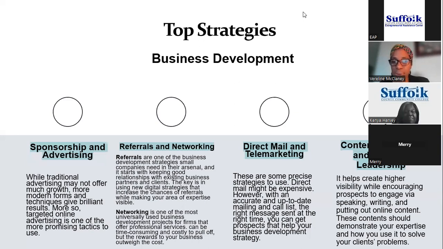Then we have direct mail and telemarketing. These are some precise strategies that can be used. Direct marketing might be very expensive, especially if you're sending it out in the mail, whether your brochures or your information. There's high postage to send out, plus paper and envelopes. Of course, like I said, you can send out an e-blast through an email. You can even send out a text now to individuals. Whenever you're ordering anything online or from a store, you're always getting a text message on your phone.